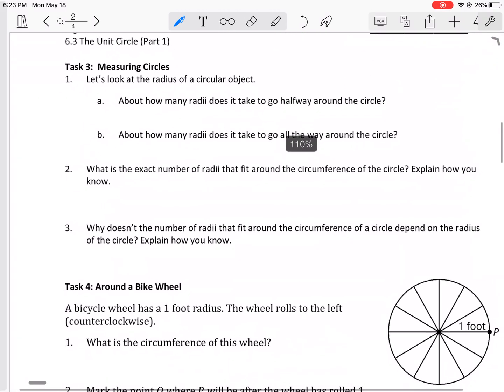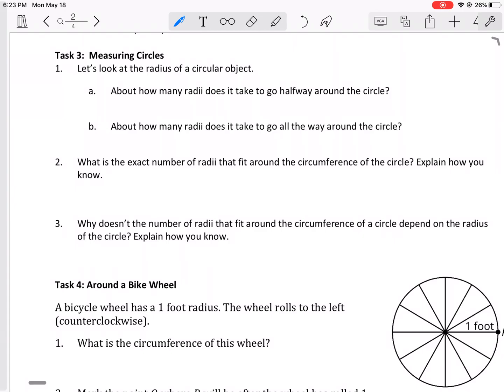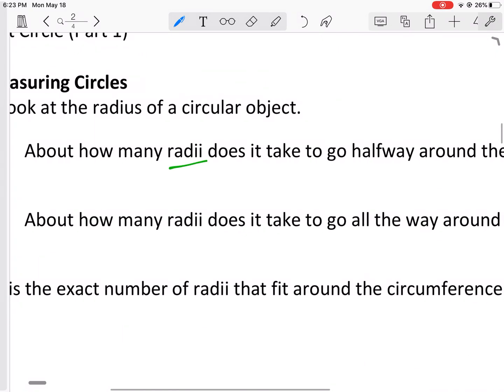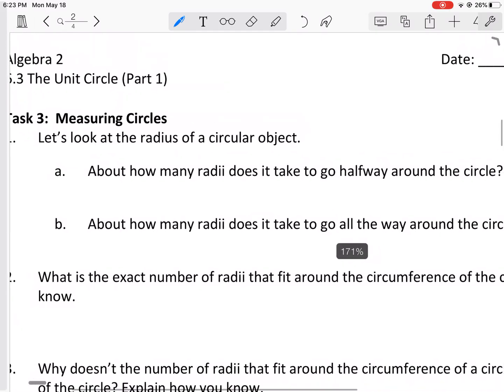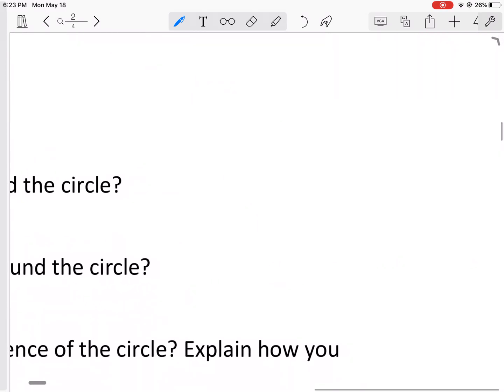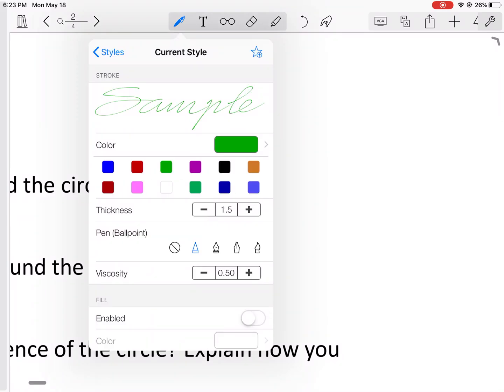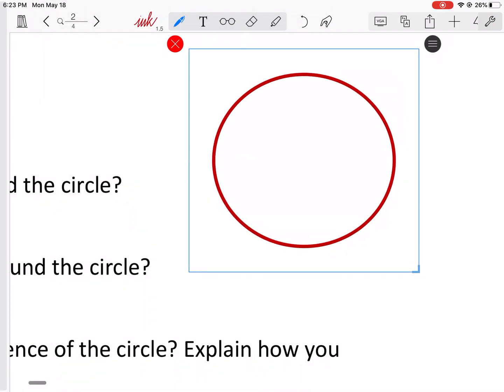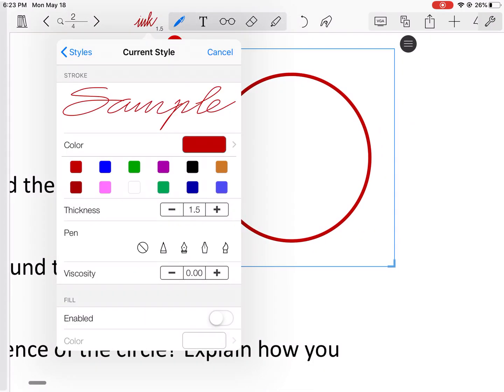All right, task 3. It's about measuring circles. So let's look at the radius of a circular object and think about how many radii, which is plural for radius, how many radii does it take to go halfway around the circle? So what the heck do I mean by that? Well, for a second, let's just draw a circle. I'm going to do it in purple. Or that came out red, that's fine. Yeah, I'll make it purple.